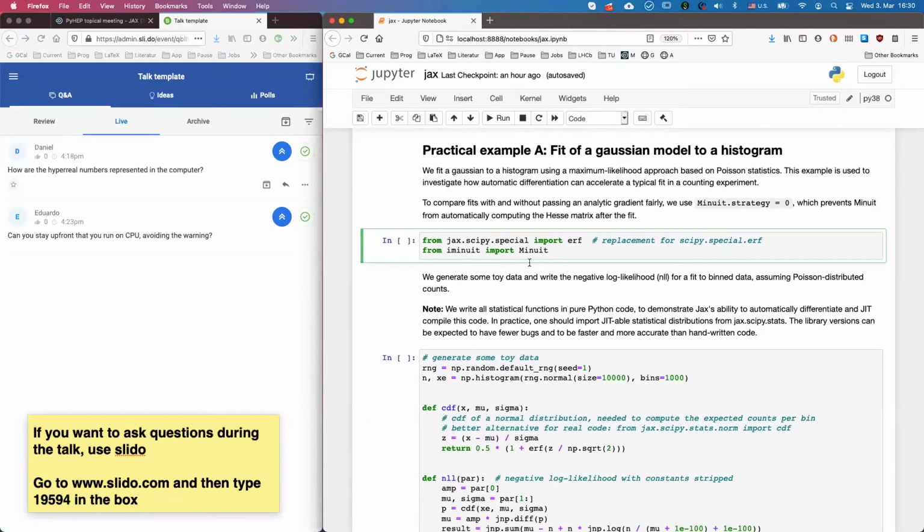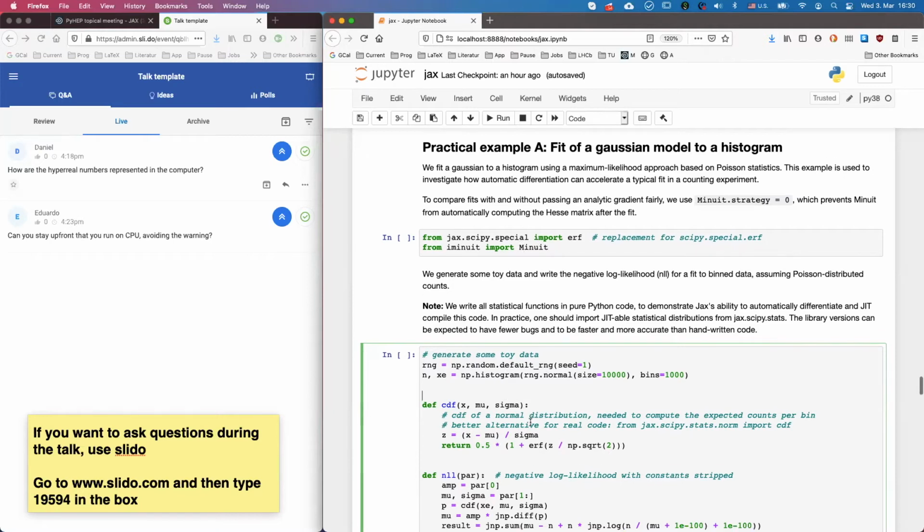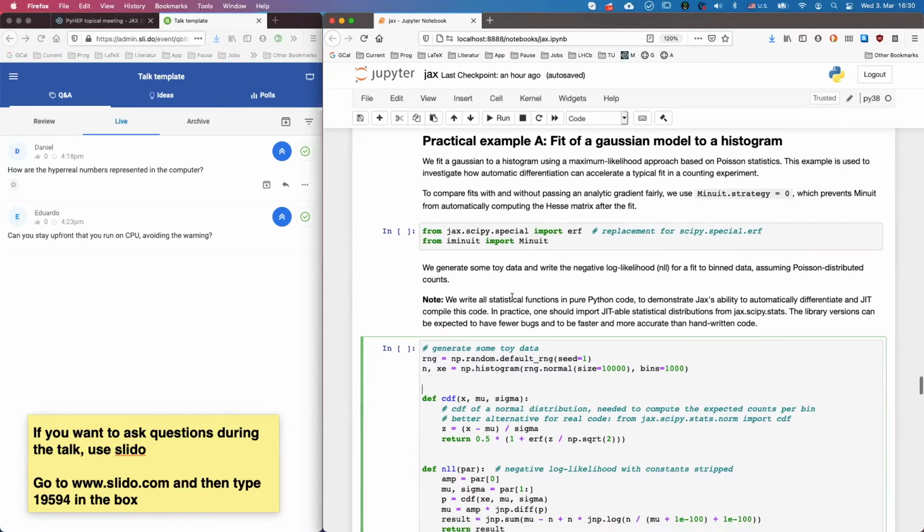Okay, so now we want to fit a Gaussian model to a histogram. We use Minuit for this, and I will also do some benchmarks here to show you how much you gain from computing derivatives. If you can pass a derivative to Minuit, then Minuit will use that, and it can actually accelerate this minimization.